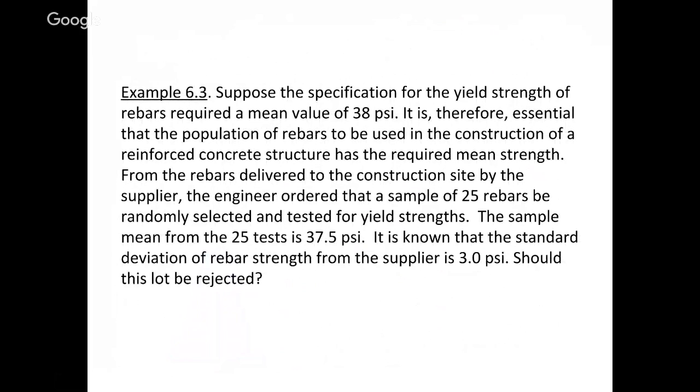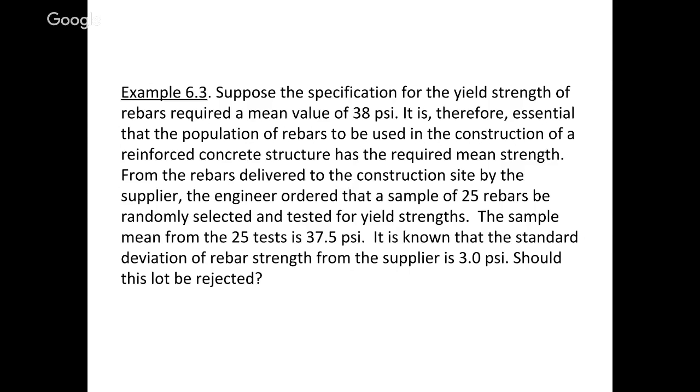All right, so that was your first application of hypothesis testing. Let's go through another example. This is example 6.3 in the textbook. Suppose the specification for the yield strength of rebars required a mean value of 38 pounds per square inch. It is therefore essential that the population of rebars to be used in the construction of a reinforced concrete structure has the required mean strength. From the rebars delivered to the construction site by the supplier, the engineer ordered that a sample of 25 rebars be randomly selected and tested for yield strengths.